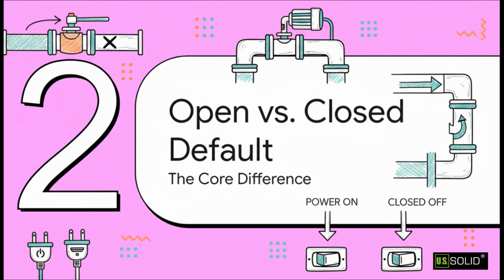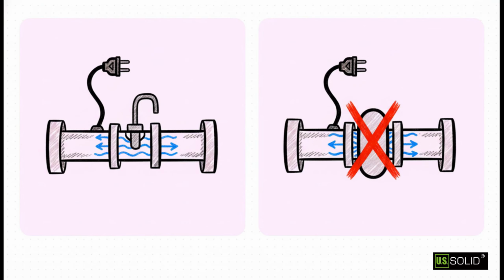Okay, so let's break down what really separates these two. The core difference? It all boils down to one simple thing. What does the valve do when the power is cut? What's its natural default state? Here it is in a nutshell. A normally open, or NO valve, is, you guessed it, open when it has no power. A normally closed, or NC valve, is closed when there's no power. That default position, what it does during a power outage, that is the fundamental difference between the two.